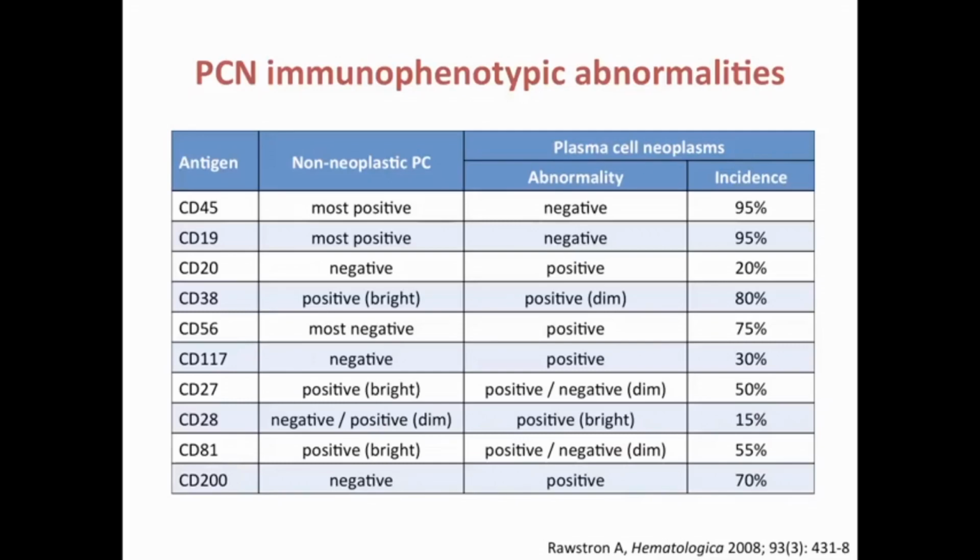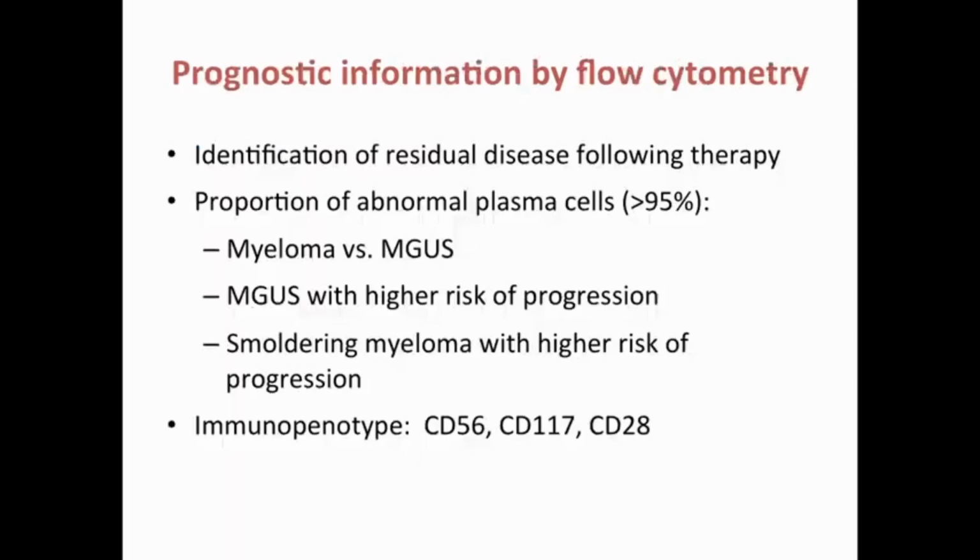Identifying plasma cells with an abnormal immunophenotype by flow cytometry is particularly useful when they represent a small proportion of total cells, such as for monoclonal gammopathy of undetermined significance, or if the aspirate is hemodilute and not representative of a more overt plasma cell neoplasm, or perhaps if there are very few plasma cells following successful therapy. The next slide discusses how flow cytometry can also provide prognostic information. The identification of minimal residual disease following therapy is an important prognostic marker and will be discussed later.